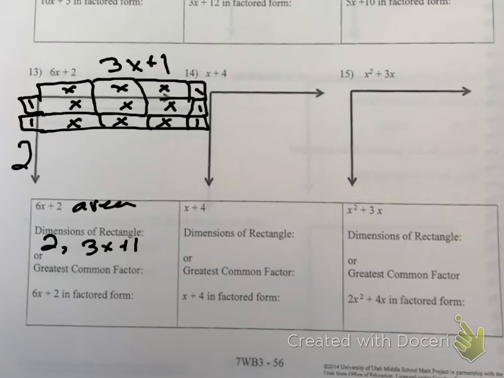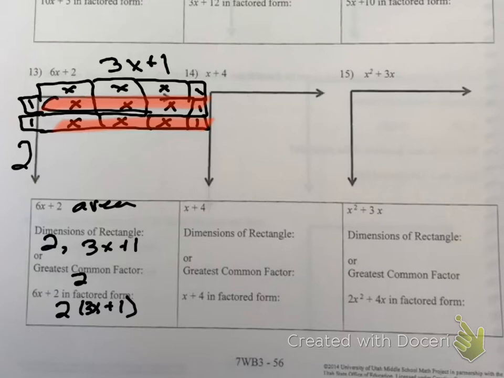So the greatest common factor is a 2. And 6x plus 2 in factored form is 2, and we have 3x plus 1s. So we have 2 of these groups. Let me highlight it. This is one group, 2 groups. So my greatest common factor is 2 groups of 3x plus 1. That is the factored form.